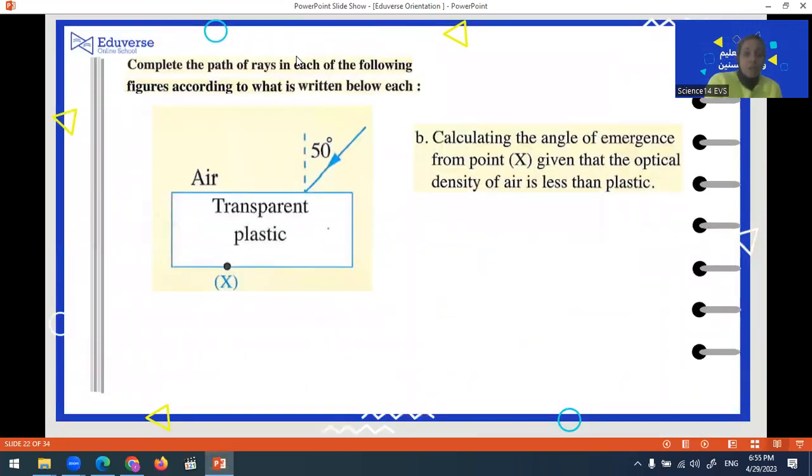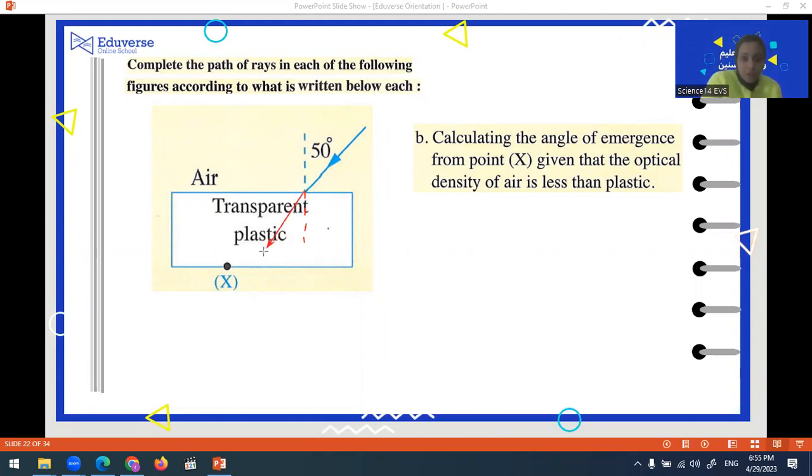Take this another problem. Let's complete the path of the light and find how to calculate the angle of emergence from point X, given that the optical density of the air is less, of course, than the plastic. So I'm going to move from low optical density to higher optical density. Let's complete, for example, the drawing of the normal, and then I'm going to move like this, because I'm going to enter a place with a high optical density, a very crowded place, and I will decrease my velocity too.